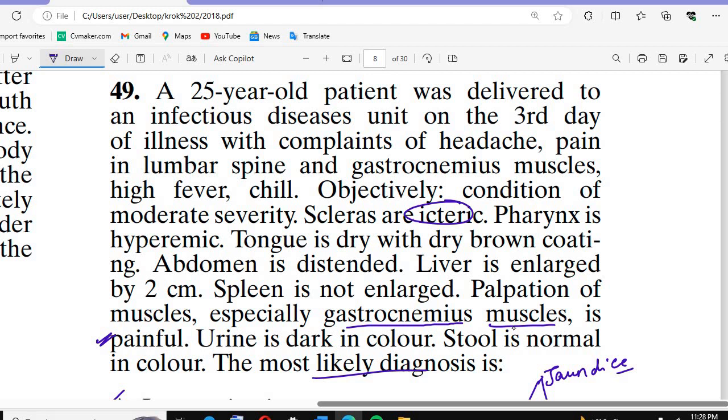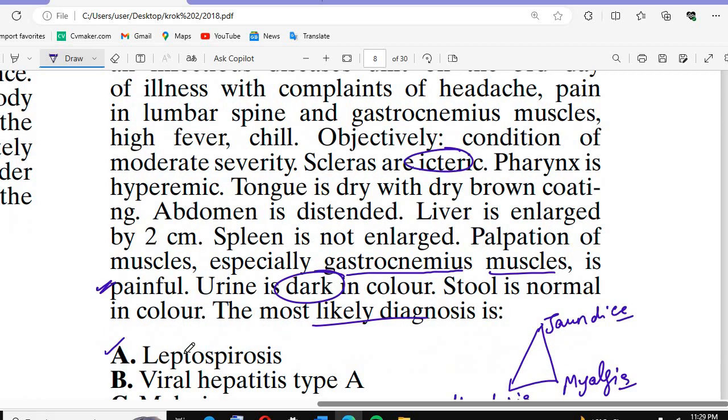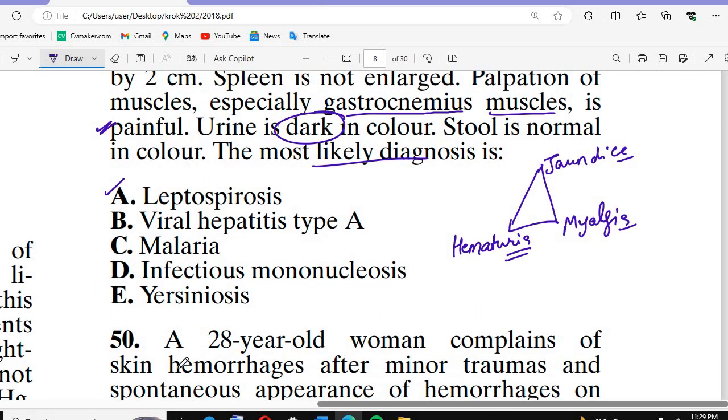Then you see it is related to the third day of the illness with headache, pain in the lumbar spine and gastrocnemius muscles, fever, chills, condition of moderate severity, sclera icteric, pharynx hyperemic, tongue is dry with a dry coating, liver is enlarged, spleen is not palpable, urine is dark in color. Urine dark in color means that the patient is having redness, so that means we have hematuria type of condition, and that is leptospira.